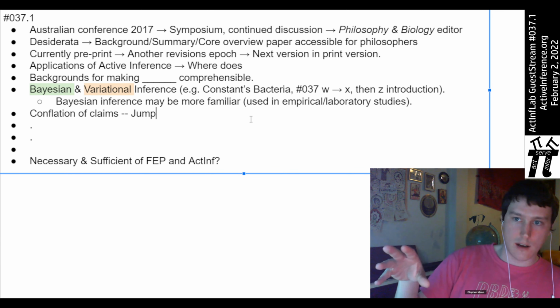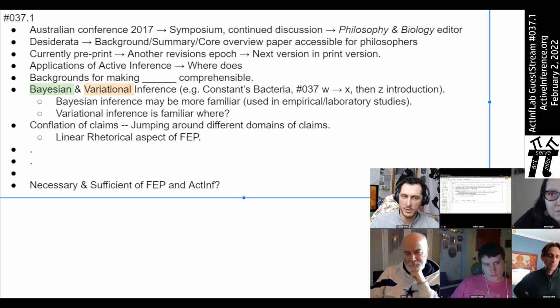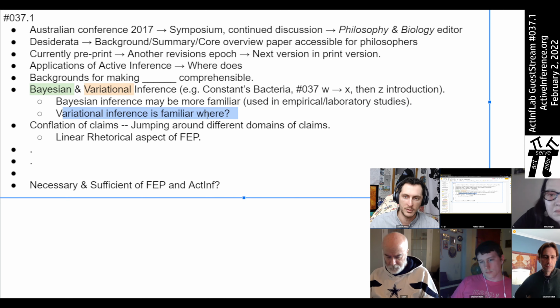All right, one follow-up, and then I see Stephen and Dean. You mentioned that Bayesian inference may be more familiar, especially because it's used in all kinds of modern statistical descriptive approaches, as well as generative ones. Just to hear it in your own words, who is more familiar with variational methods, or who would be familiar? And then what are the key differences?